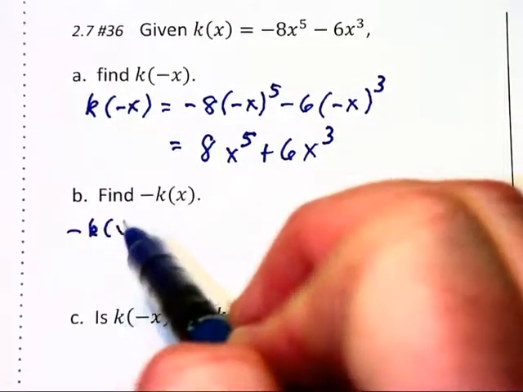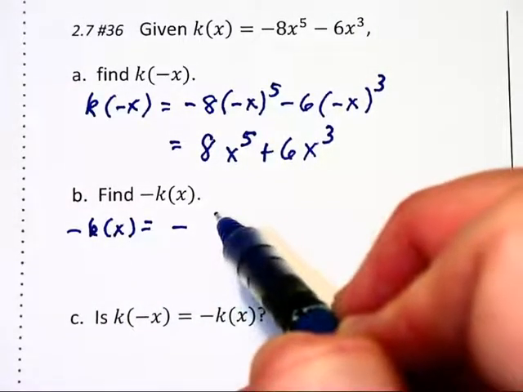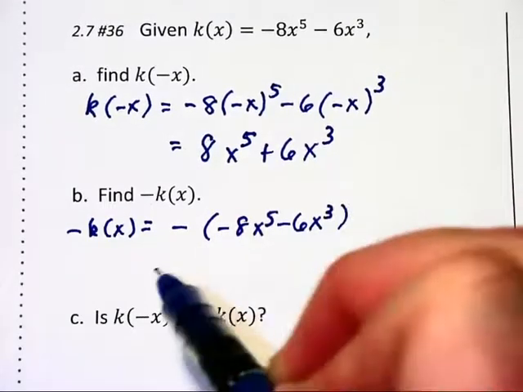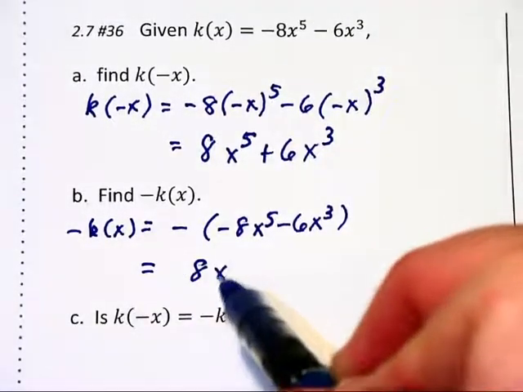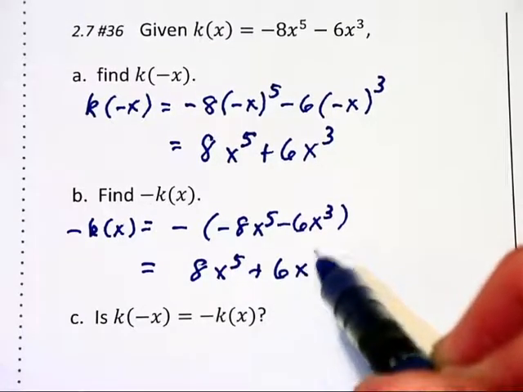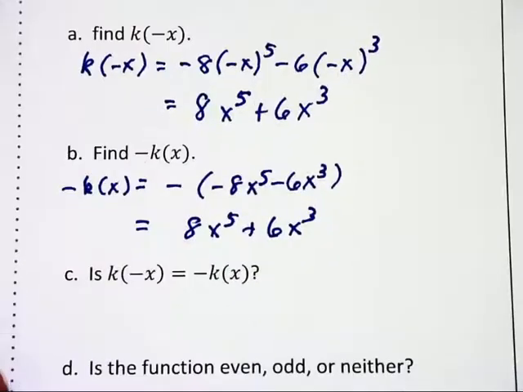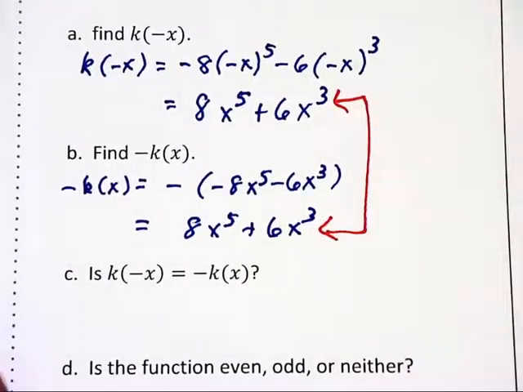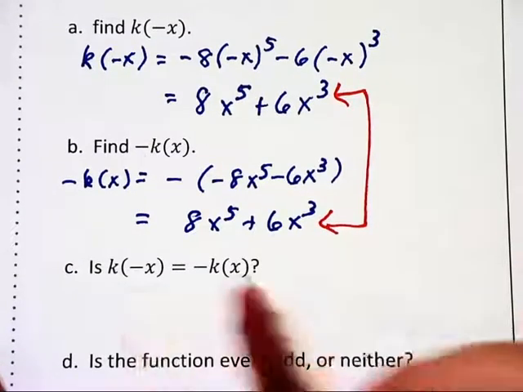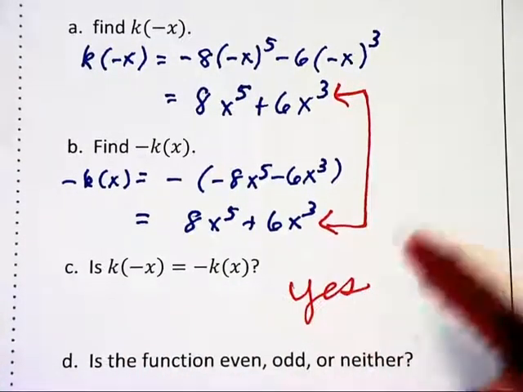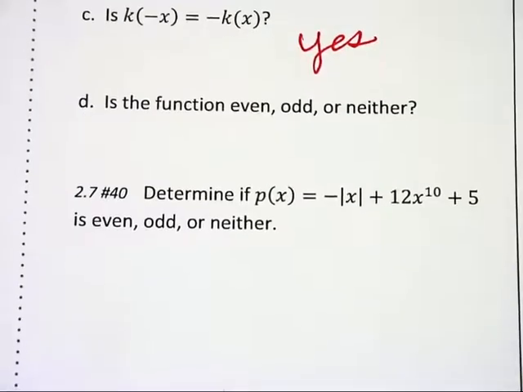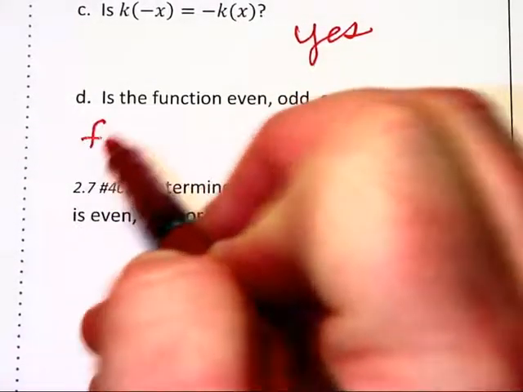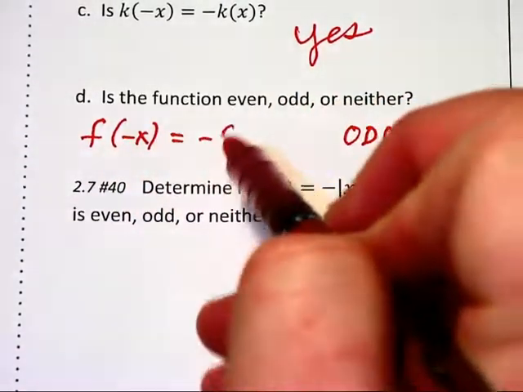Negative k of x equals negative of the quantity negative 8x to the 5th minus 6x to the 3rd. And when we distribute the negative, we get 8x to the 5th plus 6x to the 3rd. Now, we notice that we get the same thing in parts A and B. And that's what they're asking in part C. Do we get the same thing? The answer is yes. Is this function even, odd, or neither? The answer is it's odd, because f of negative x is equal to negative f of x.